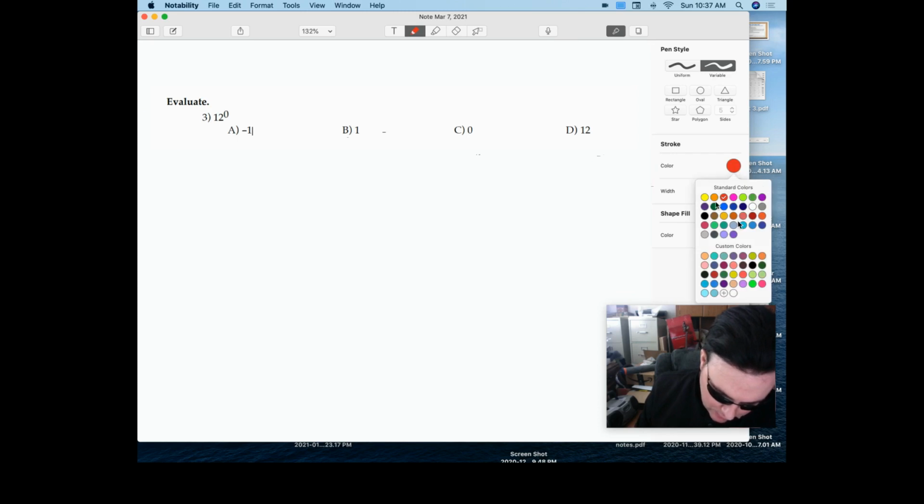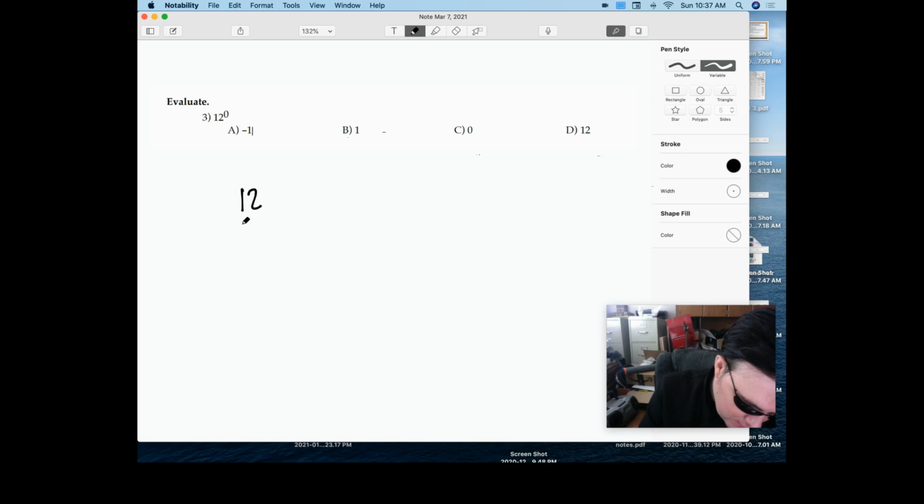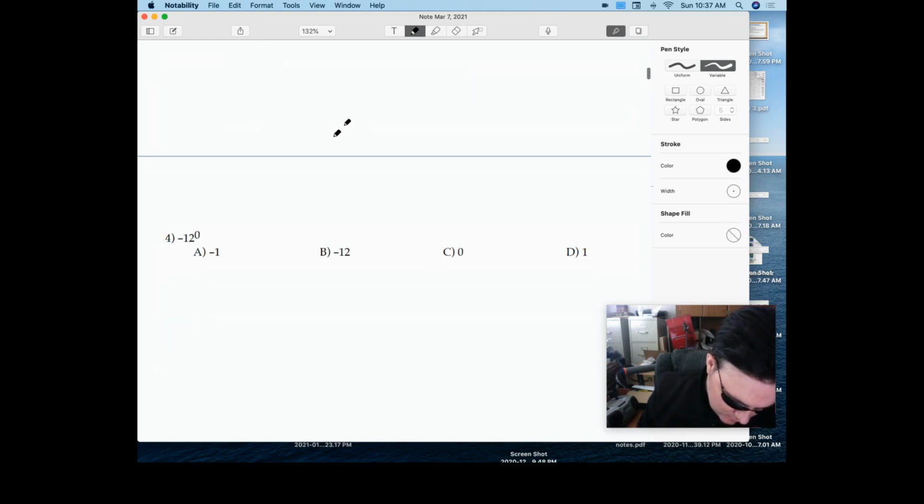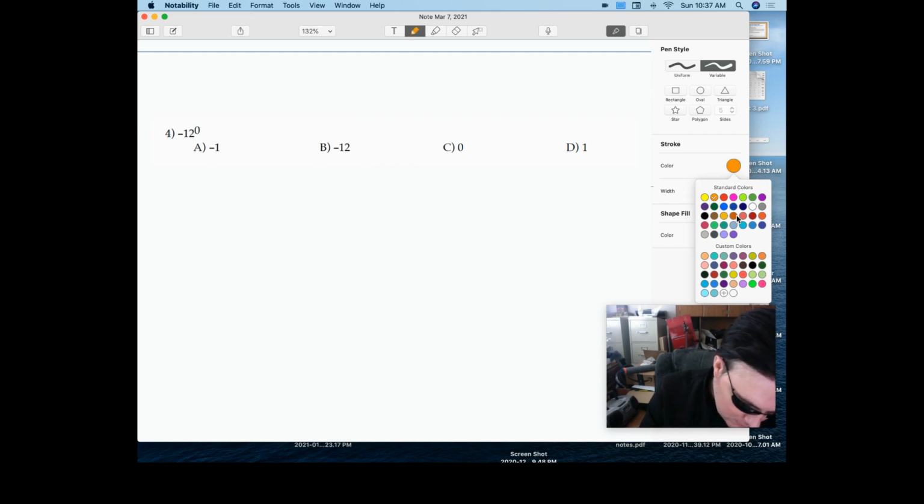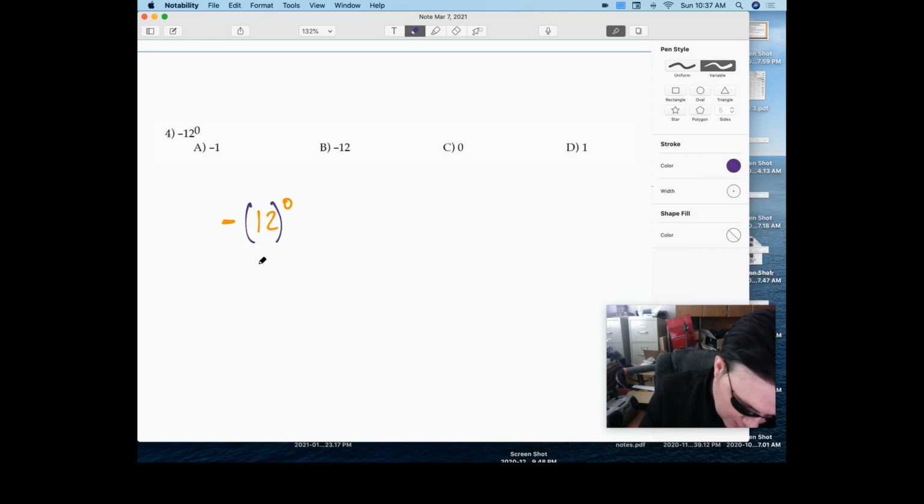We also know, we've talked about this many times, that 12 to the 0, much like any number raised to the 0 power, is simply 1. And over here, we have negative 12 to the 0. What's important here is, because of the way it's written, we are actually taking 12 to the 0 first and then multiplying by negative 1. So we know 12 to the 0 is 1. Multiplying by negative 1 gives me negative 1.